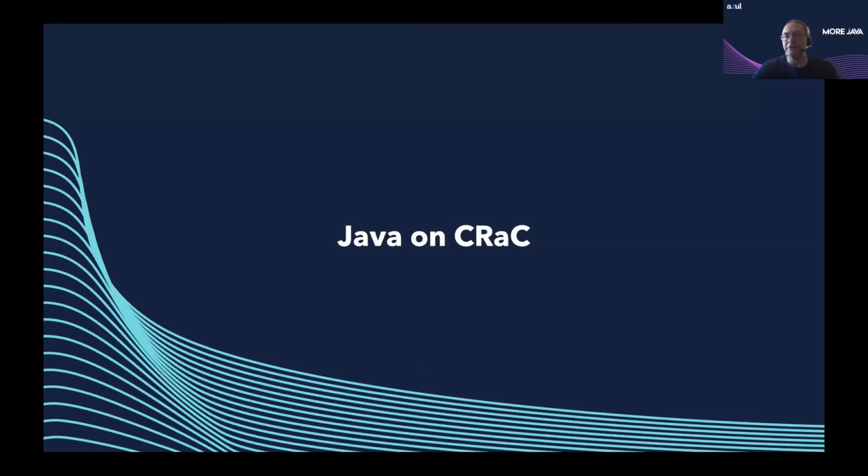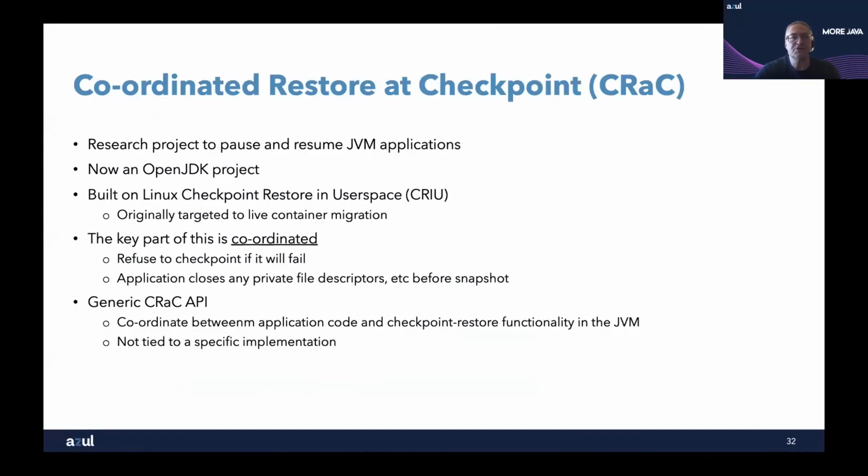One last thing to talk about is something else that we're doing at Azul. This is more of a kind of research project. It's Java on Crack. Probably not the best marketing slogan, but what this stands for is Coordinated Restore at Checkpoint. And essentially what this is doing is saying, run an application and then freeze it at that point, and then be able to restart it at some point later. And because you're restarting it, you can restart it with exactly the same level of performance that you had when you paused it, when you checkpointed it.